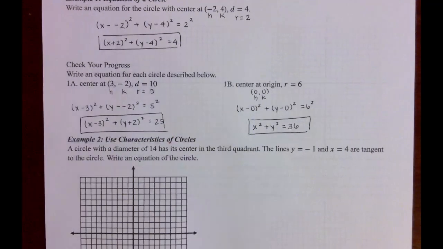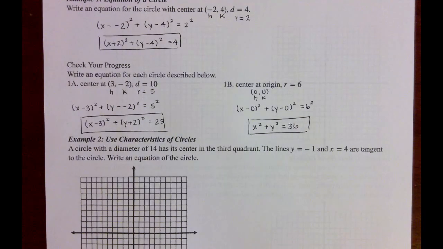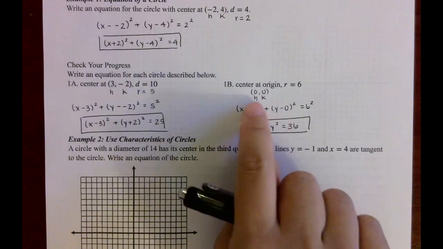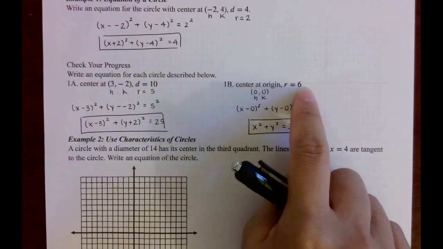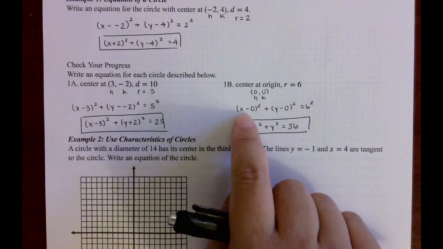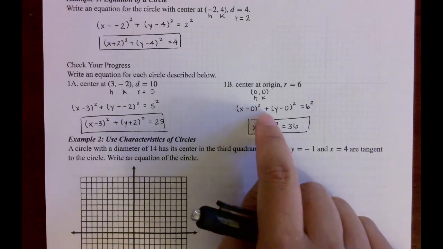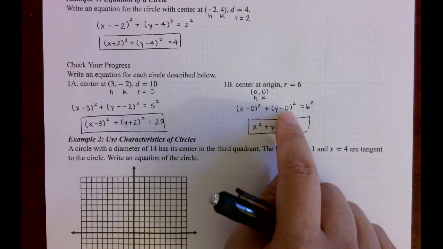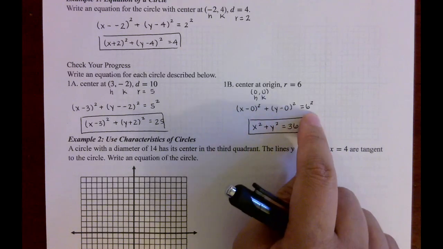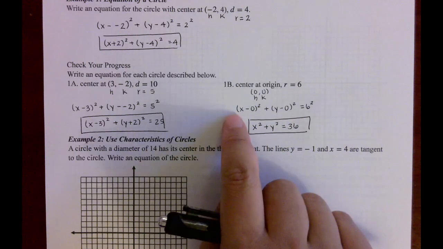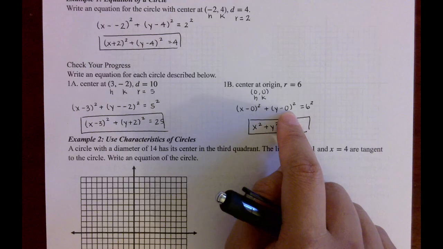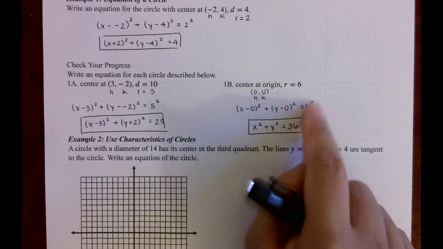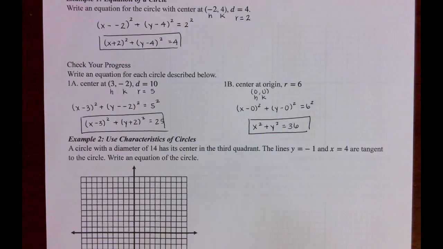Okay? With 1B, the center is at the origin, and the origin has ordered pair (0, 0). So that means h is 0 and k is 0. And then I have my radius, so I plug it in. (x minus h, which is 0) squared, plus (y minus k, which is 0) squared, equals radius, which is 6 squared. x minus 0 is just x, so x squared. y minus 0 is just y, so y squared. And 6 squared is 36.